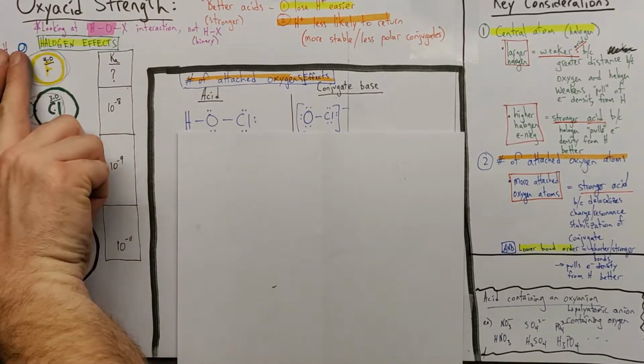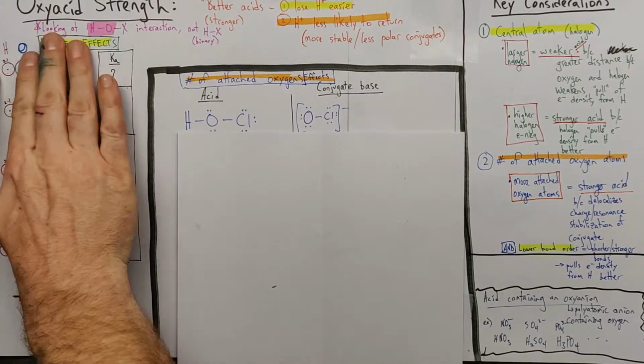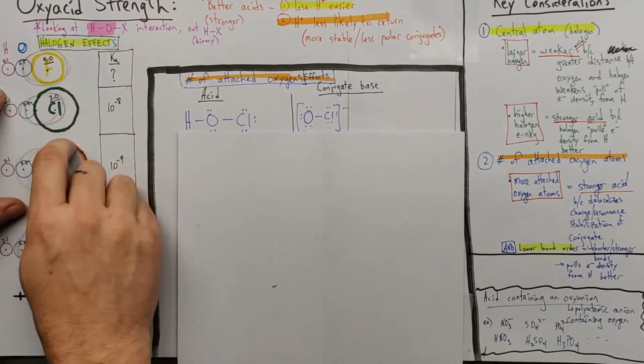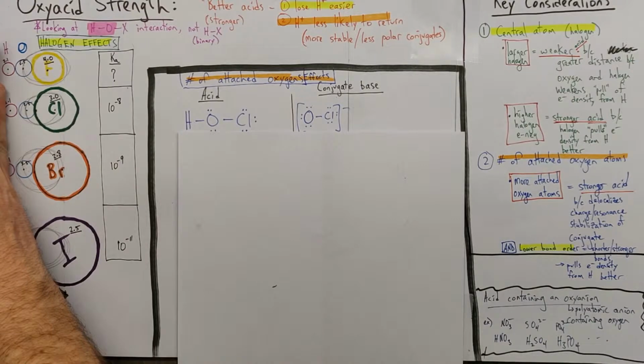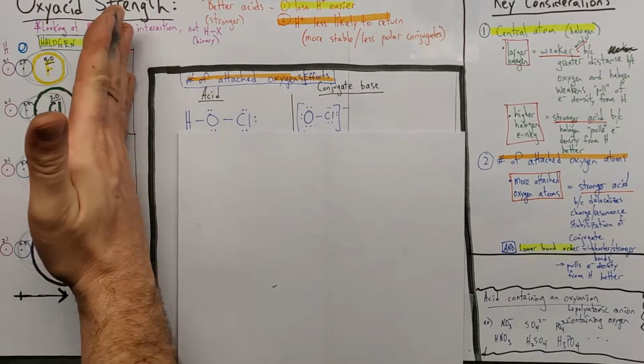So once again, the farther we can get these electrons from the hydrogen, the easier it is for an H plus to fall off. And the electronegativity of this halogen is going to determine how much pull there is in that direction away from the hydrogen.